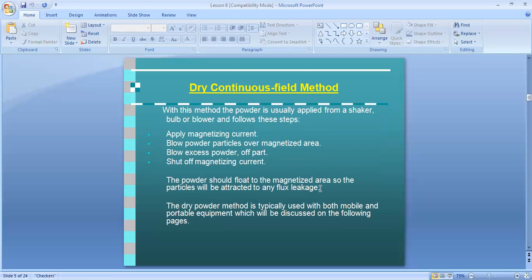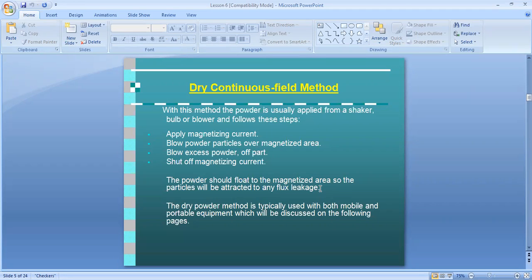So apply magnetizing current, blow powder particle over magnetized area. So first, what we need to do here, apply magnetizing current means first we start the current, then we will apply the particles, and then we will remove the excess particles or powder from the job, and then we are stopping the current. So this is the process for a dry continuous method. So the powder should float to magnetized area so that particle will be attracted to any flux leakage.